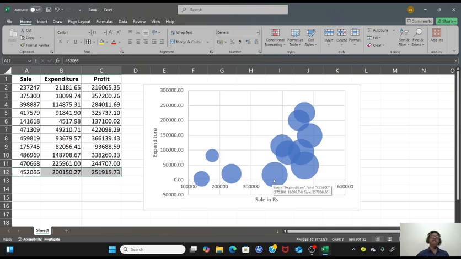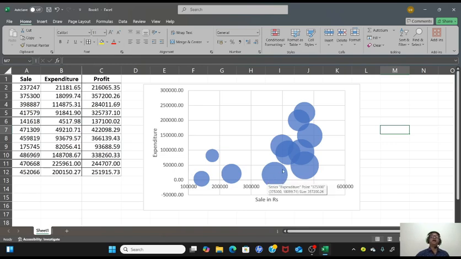This is probably the ideal situation, that your sale is good, moderately good. Maximum, I think here is the sale. This 1, 2, 3, 4, 5. These 5 companies are having high sale. This is having moderately high sale, but having a huge profit, and expenditure is minimized.